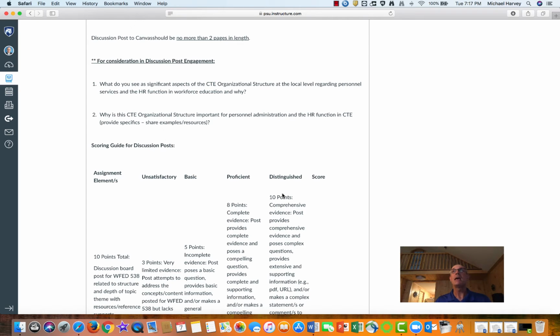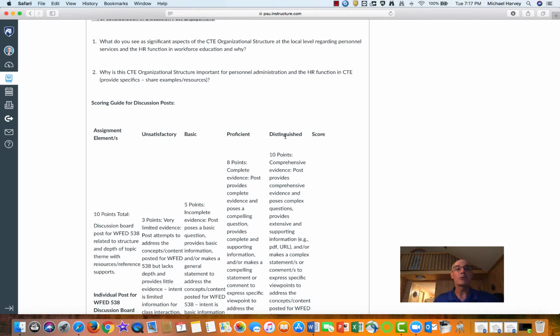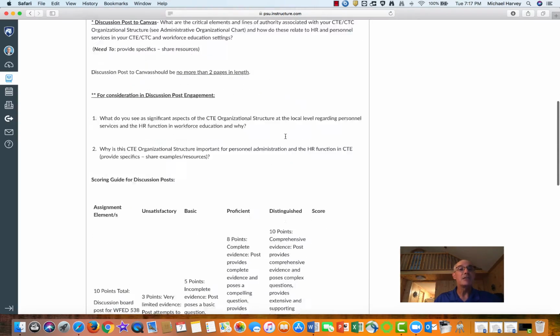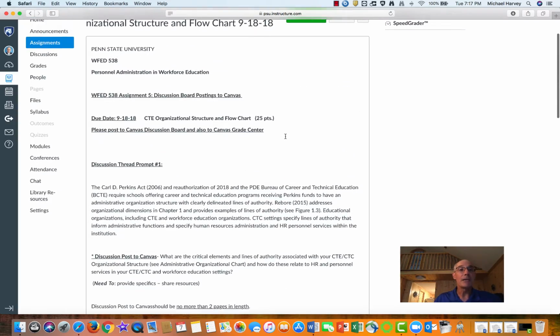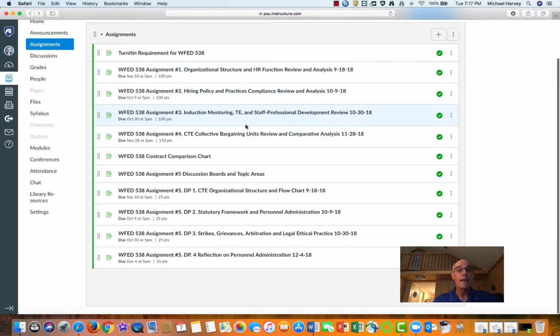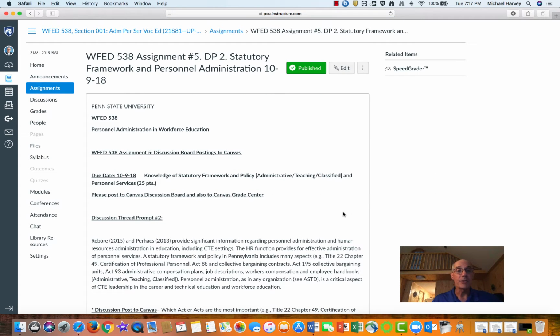In the second part of these assessments, what you do is you post your information and then you enter into a discussion around some of these points to consider, and you post those in relationship to others' discussion posts. This is the first one, and the first one basically deals with the issues of CTE organizational structure and flow chart specifically. The second post deals with statutory framework and personnel services.